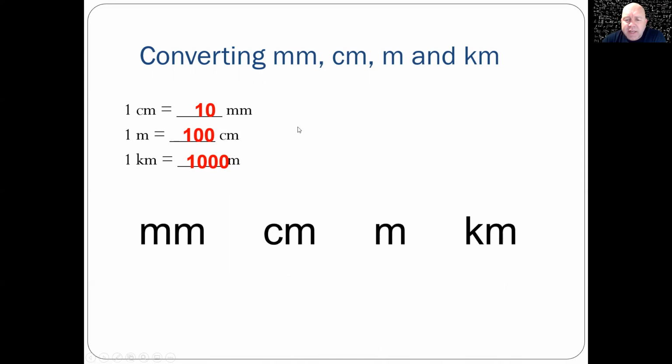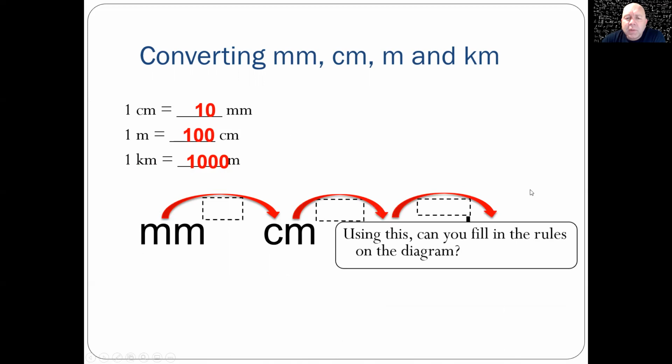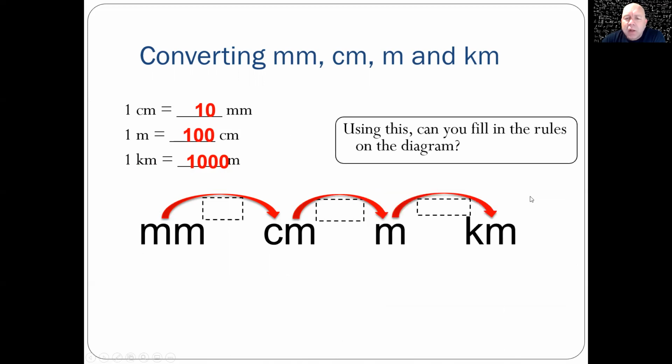So let's look at the conversion table for these. If I want to turn millimeters into centimeters, or centimeters into meters, or meters into kilometers, what am I going to do? I'll pause briefly, or you can pause briefly and fill in the blanks. What do you think should be in each of those dotted boxes? I'll show you the answer in 3, 2, 1. Well, millimeters to centimeters, we're going to divide by 10. Centimeters to meters, divide by 100. Meters to kilometers, divide by 1,000.